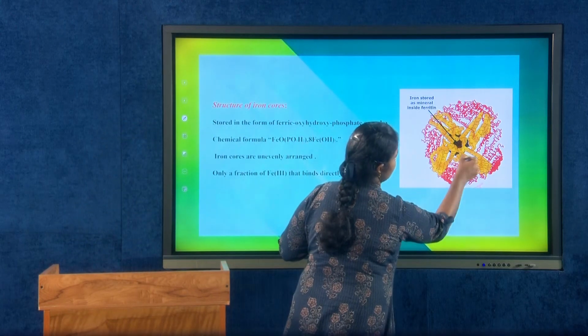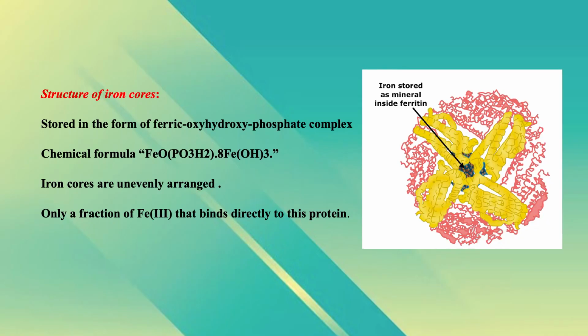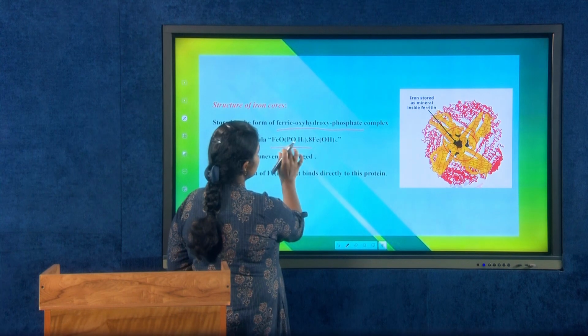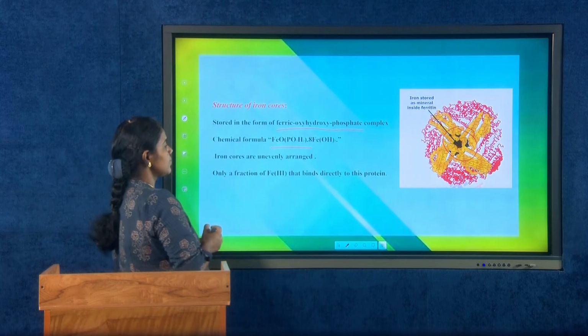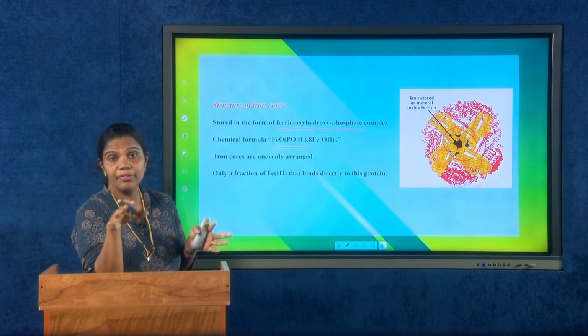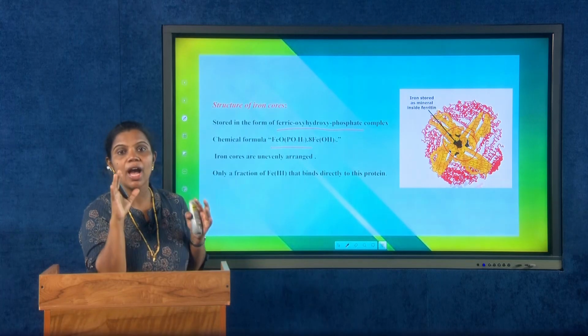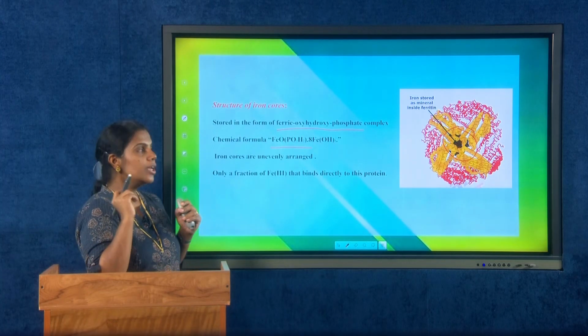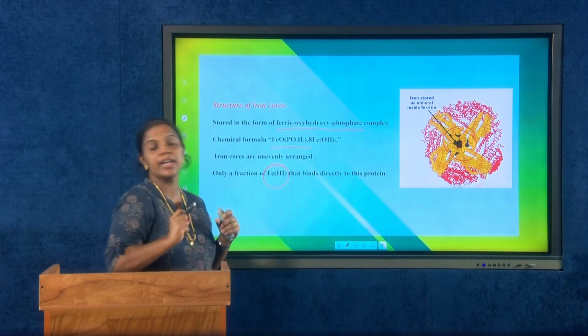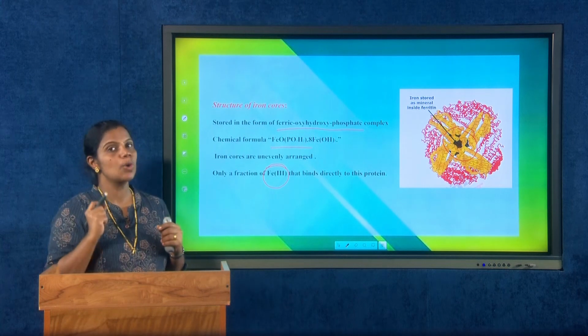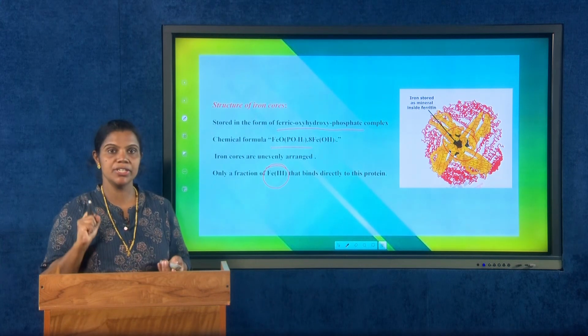Now let us see the structure of the iron core. You can see that it is stored in the form of a ferric oxyhydroxyphosphate complex. The iron cores are actually unevenly arranged. Only a fraction of the iron 3 binds directly to the protein. I have already mentioned that ferritin will capture iron, or has more affinity for iron, in the +3 oxidation state.